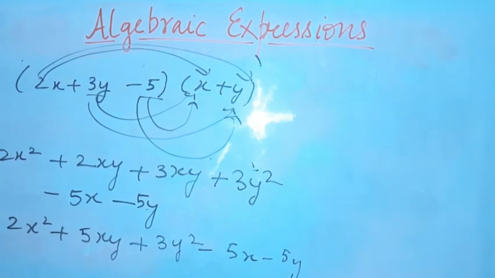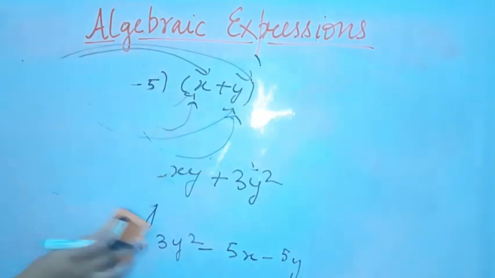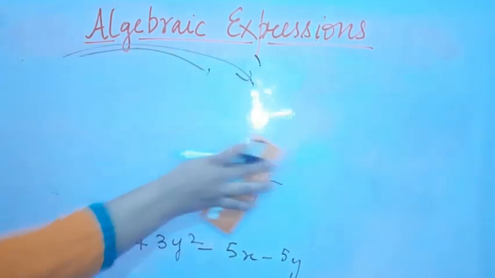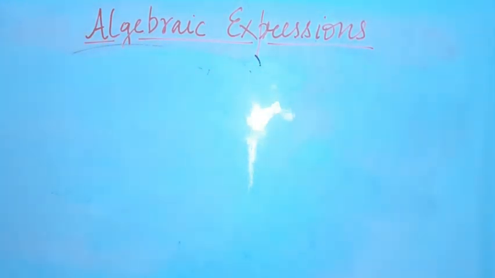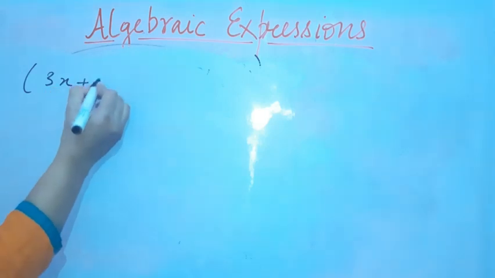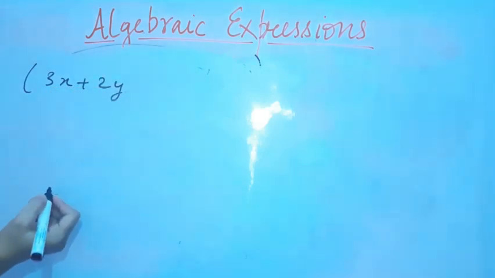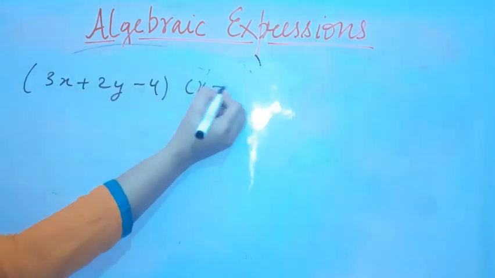Now in the same way question number 20 also can be done. So if you want, I am going to solve that question. I am solving question number 20 also for you because it is x minus y in the bracket. So this is a little bit different question from the previous one. Question number 20, 3x plus 2y minus 4 within bracket x minus y.